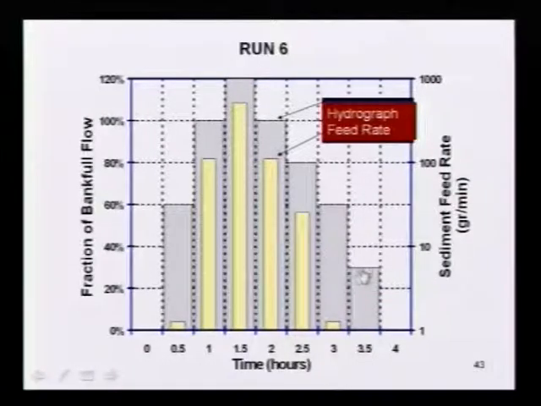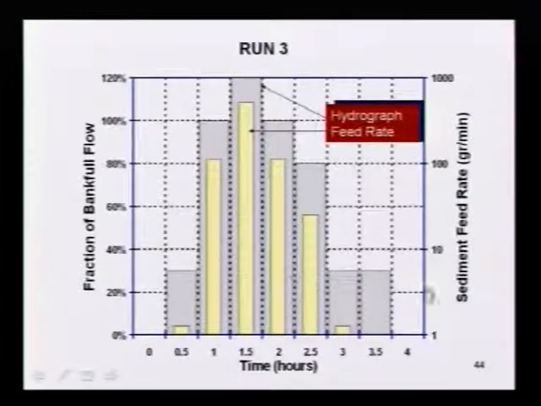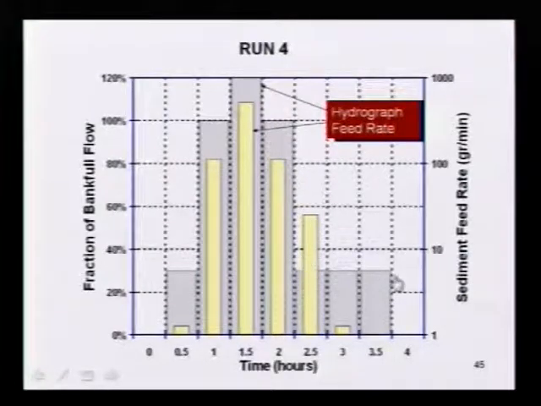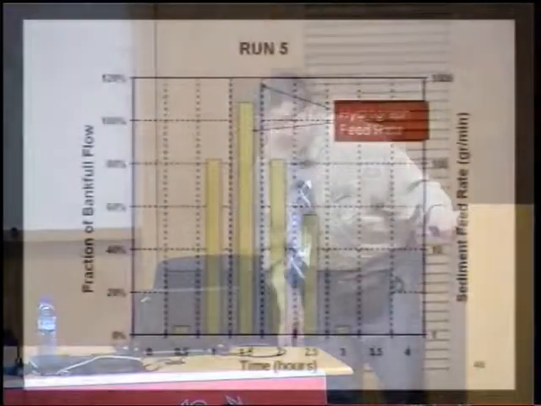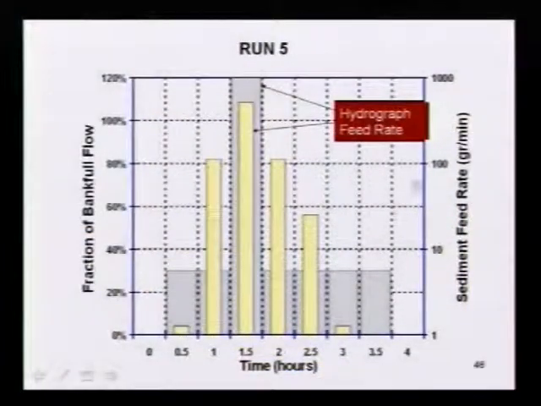We start off by taking out this part of the hydrograph. In run 3, we cut down that part of the hydrograph. In run 4, we cut down more of the hydrograph without changing the sediment supply, because presumably people want to get the water, but they don't want the sediment. In run 5, all we've left is a single part of the peak flow and taken the rest of the water out. What effect does this have on the bed?